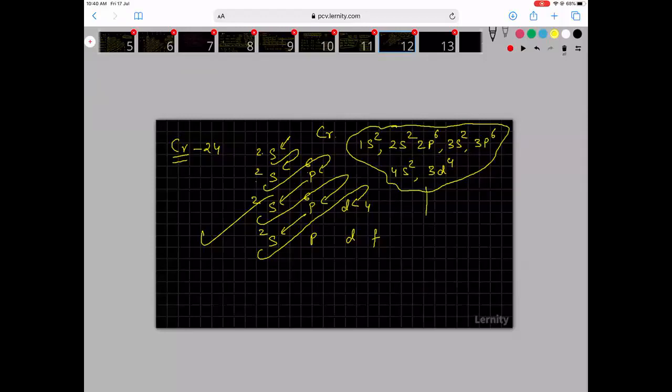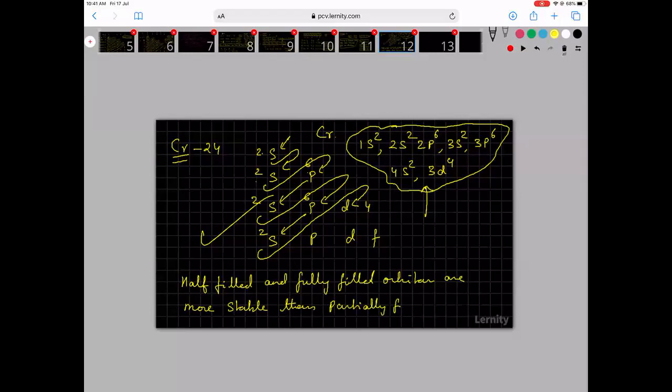This is not complete. There is a rule beyond this which says that half filled and fully filled orbitals are more stable than partially filled orbitals.